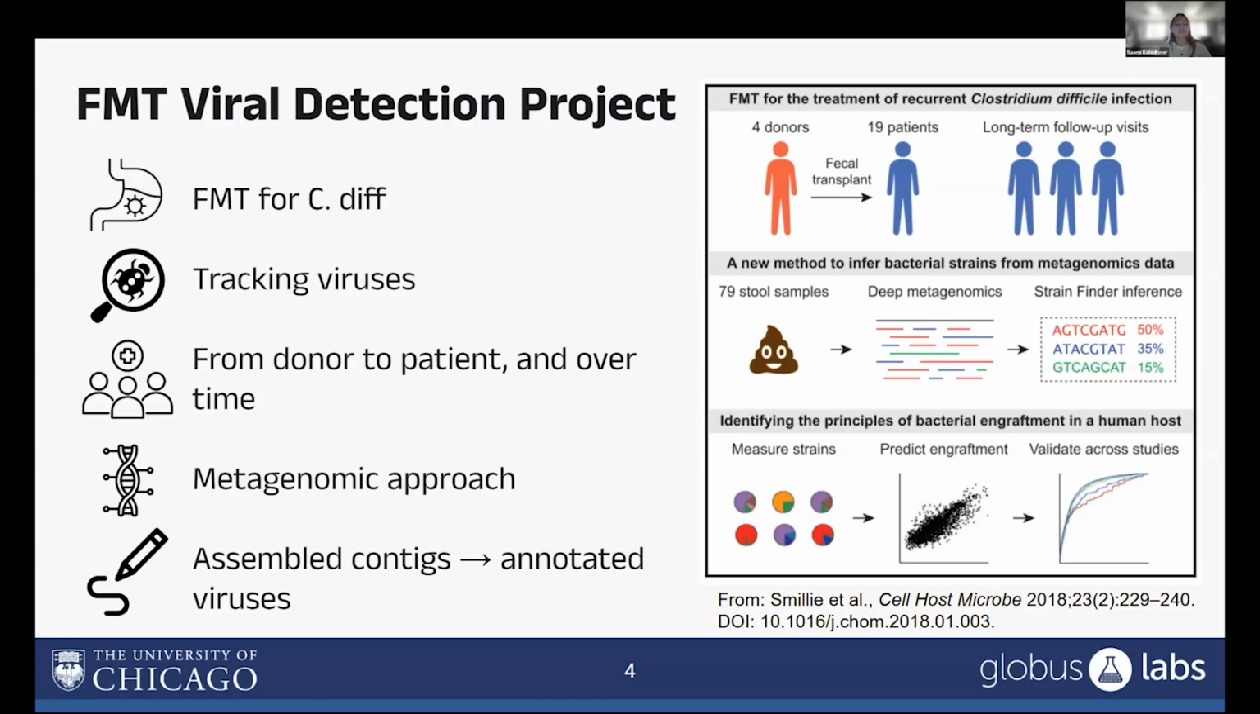And my workflow takes in assembled contigs. So there's some pre-processing steps that need to be done, and it creates a list of all viruses found within all of the samples, along with their annotation. And from there, they have sample IDs that can be traced back to, did it come from a donor or a patient, and at what point in time.